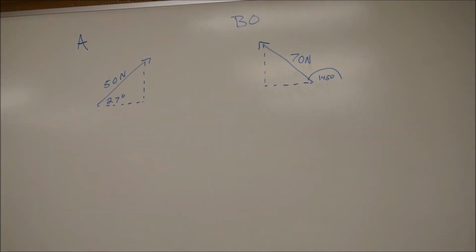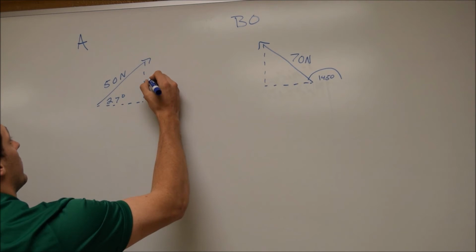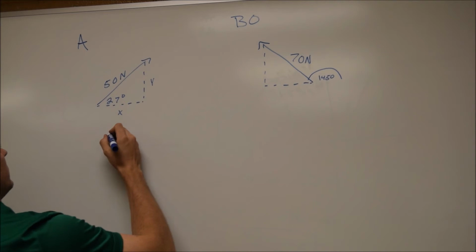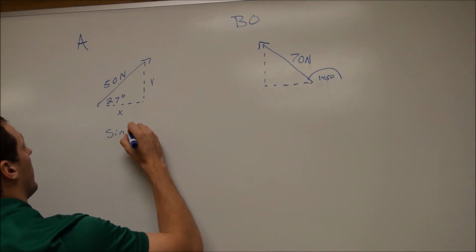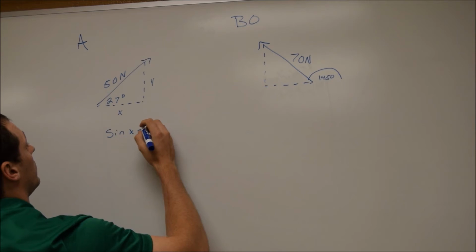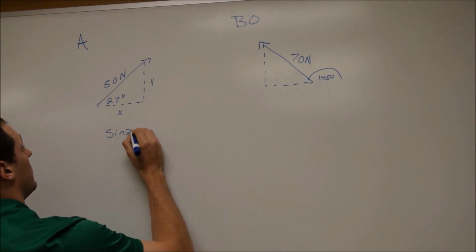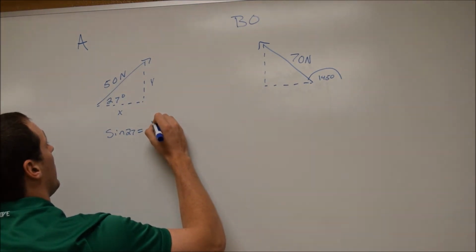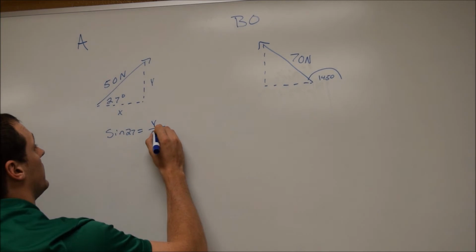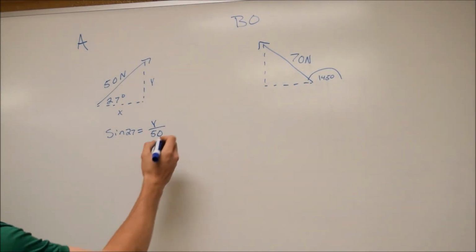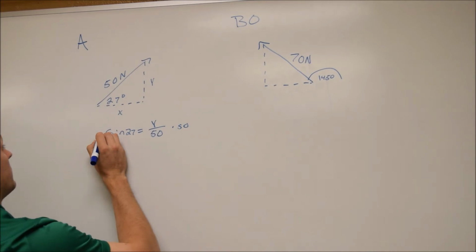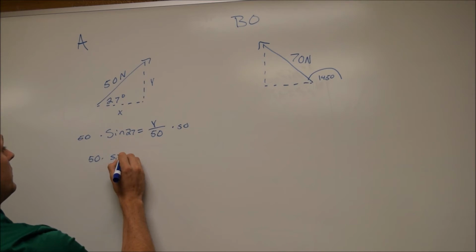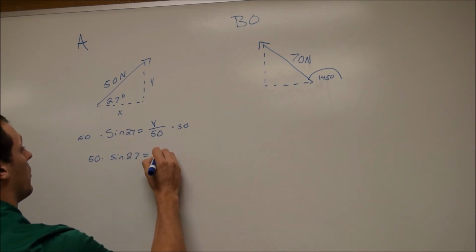We're going to do the same thing that we did before, and let's say we want to solve for our y and our x. So we'll take the sine of 27, which is equal to the opposite, which is the y, over the hypotenuse, which is 50. We're going to multiply each side by 50, and we end up with 50 times the sine of 27 is equal to our y.